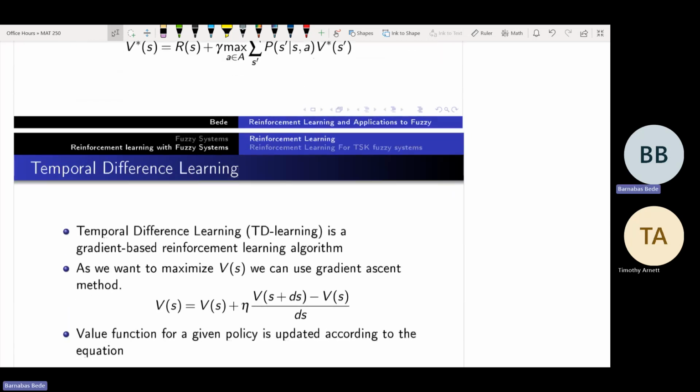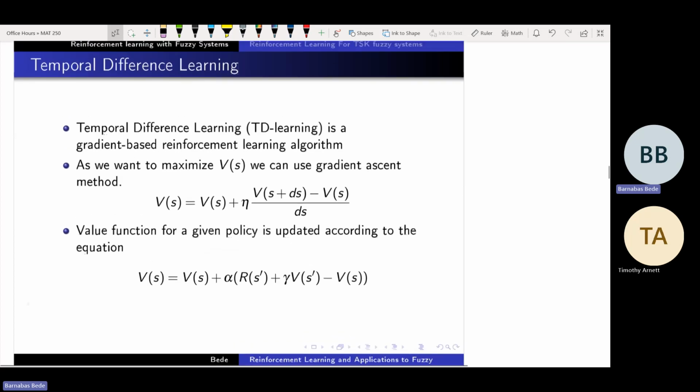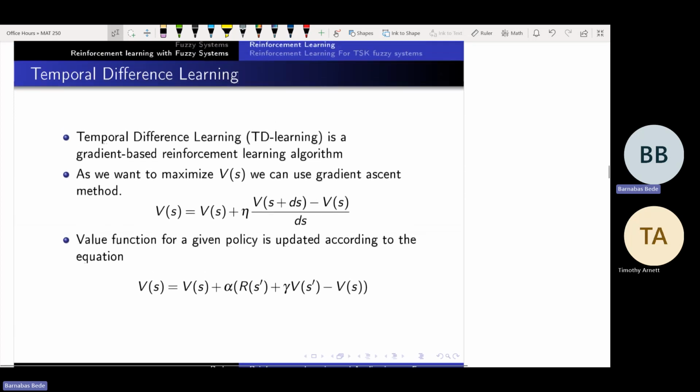Okay, so let's look at temporal difference learning now. How does this come together with gradient, how does this combine with gradient descent?